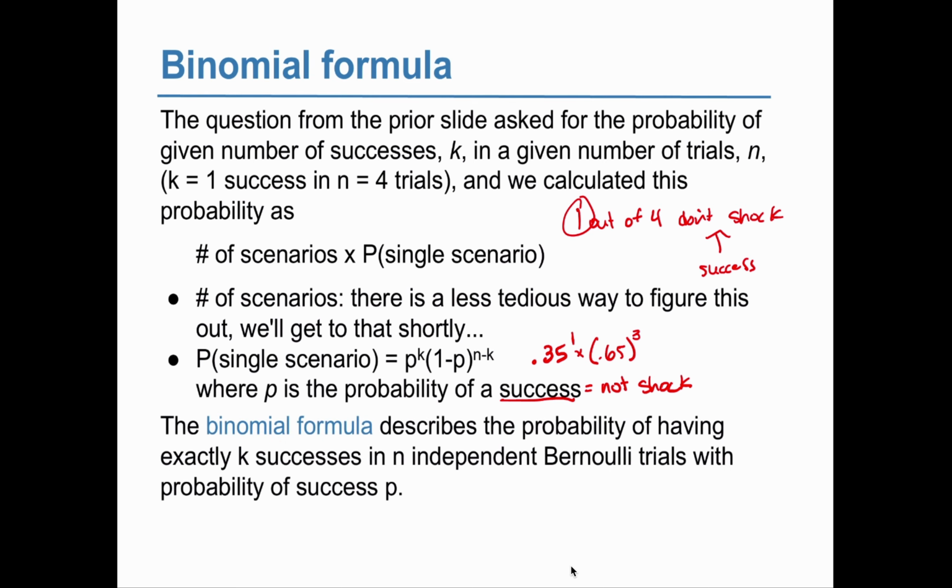The binomial formula is the probability of the single scenario times the number of scenarios. And this is the probability of exactly k successes in n independent Bernoulli trials with a probability of success p.